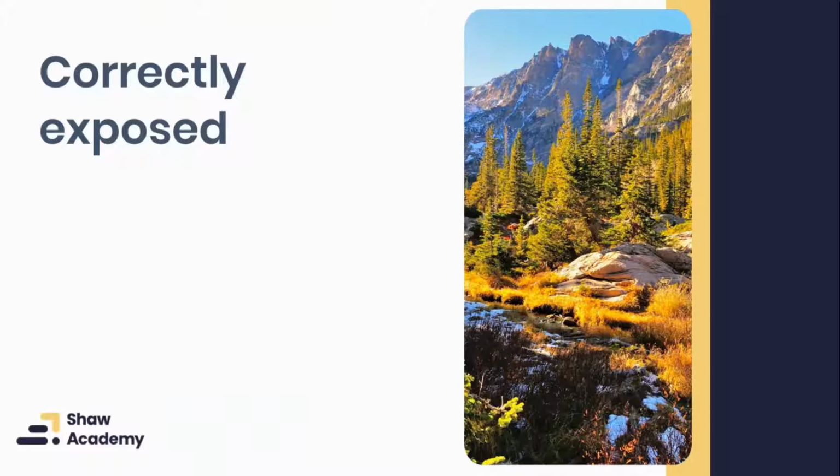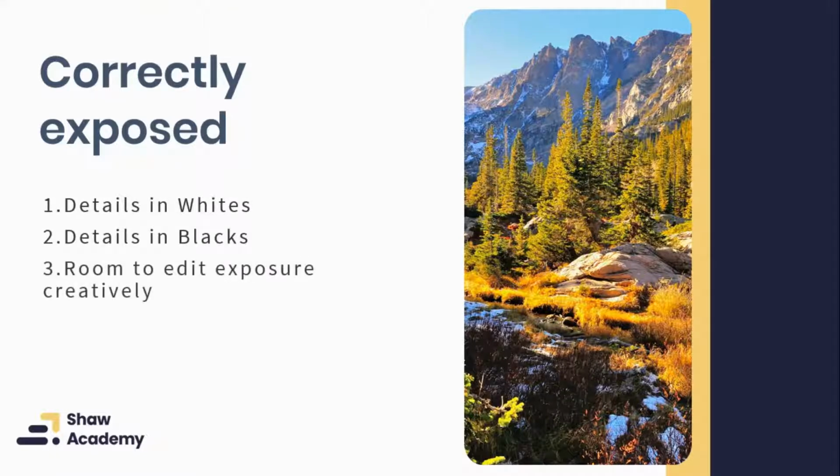A correct exposure is when we have the right amount of light in the scene. That means we have lots of details in the whites, we have lots of details in the blacks, we have room to edit the exposure creatively. So we can then introduce a bit of post-production here and have fun with this to enhance our image, not to correct it, and we can get creative with our post-editing.